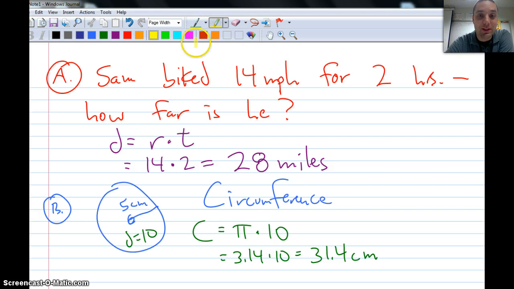So the first one was distance equals rate times time. The rate is 14, the time is 2. 14 times 2 is 28. 28 miles. Make sure you got the label on there. Circumference of that, I gave you a radius, so you had to think the diameter is 10. Pi times 10, 3.14 times 10, that's 31.4 centimeters, without the squared on it since it's the distance.